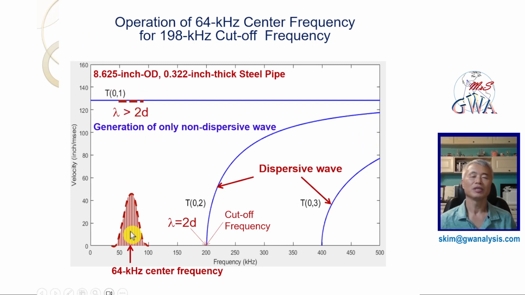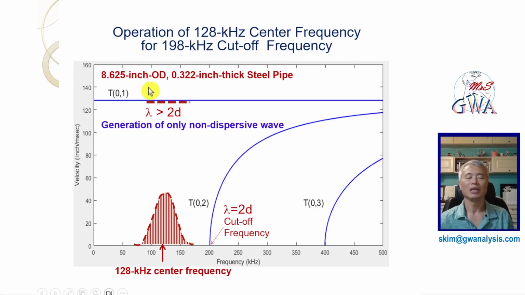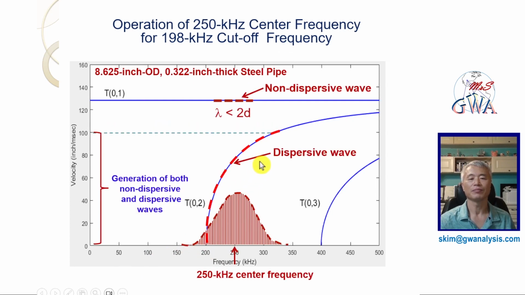This slide shows the generation of only T01 mode at 64 kHz center frequency. The 64 kHz is much lower than 198 kHz, the cutoff frequency of T02 mode. This slide shows the generation of T01 mode with a 128 kHz center frequency probe in a 0.322 inch wall pipeline, because 128 kHz is much lower than the cutoff frequency of T02 mode.